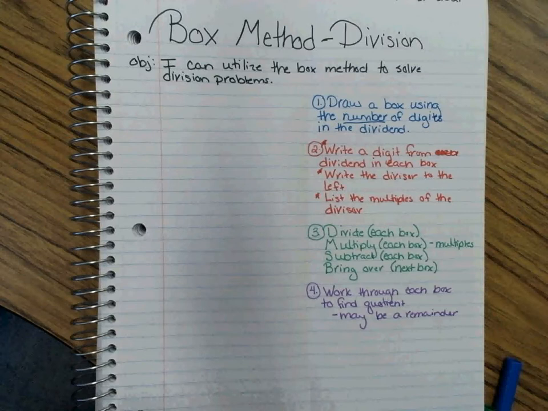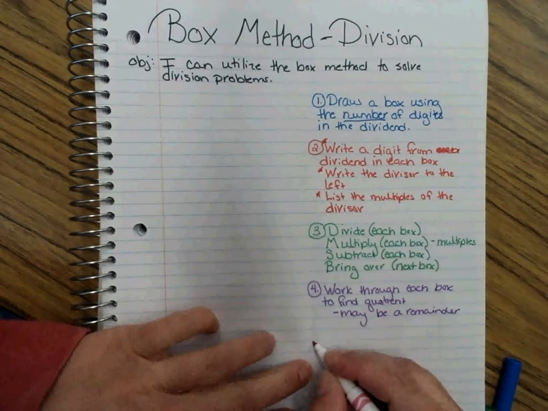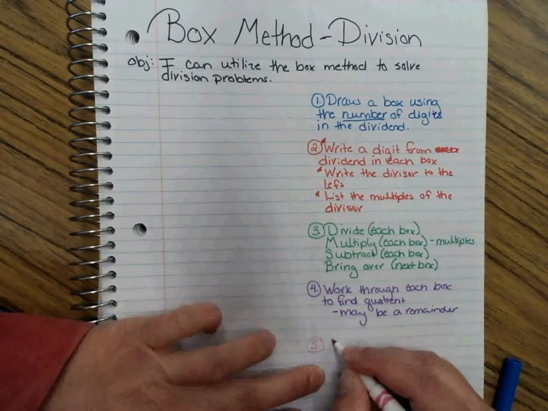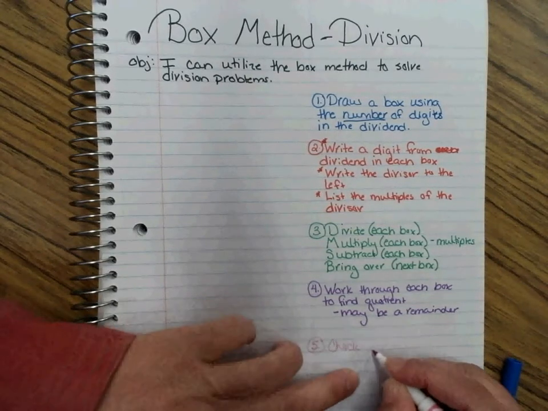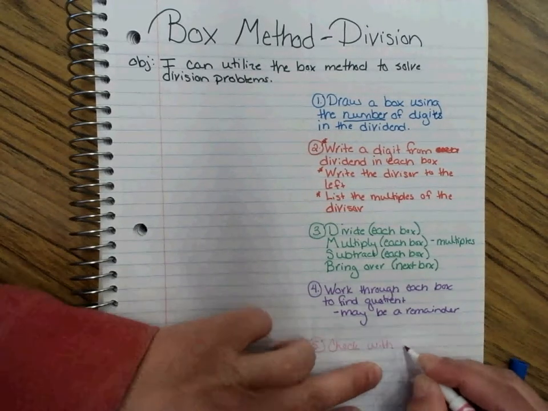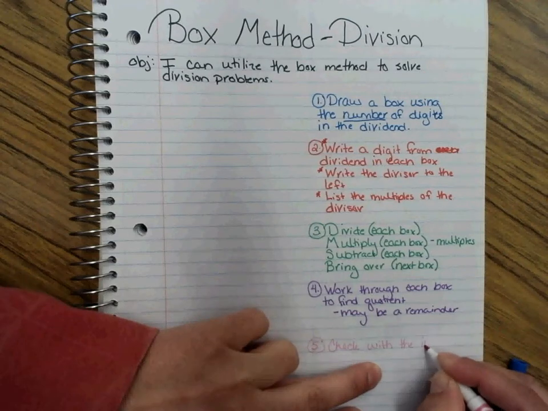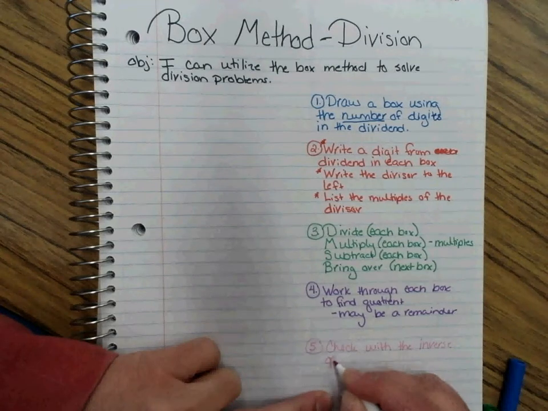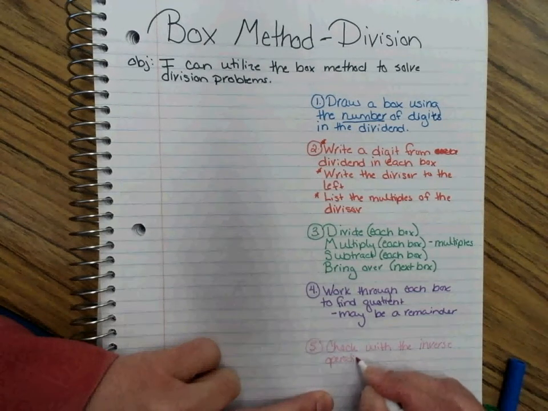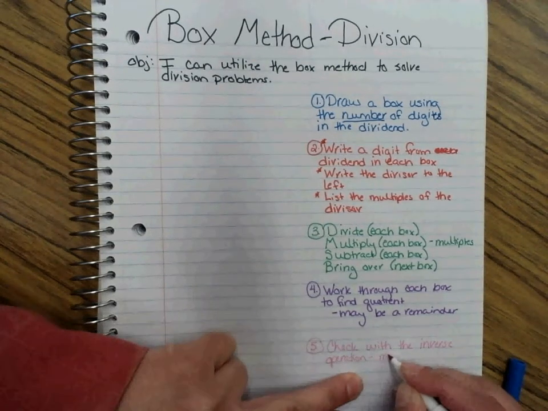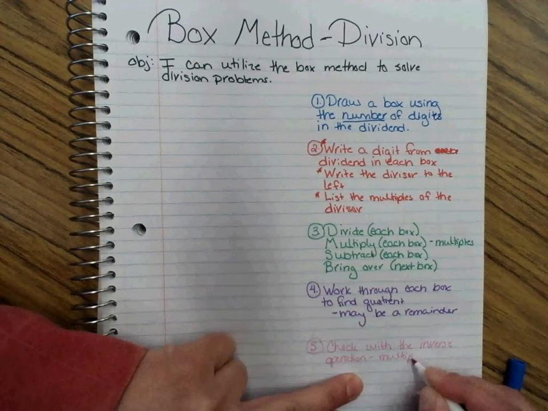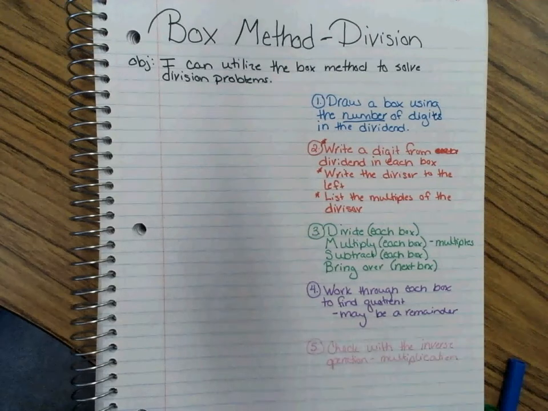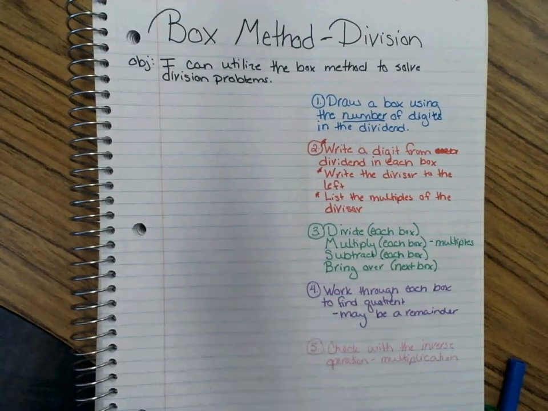And then the final step, and we've been doing this all along here, step 5, is to check with the inverse, meaning the opposite operation, which would be, you guessed it, multiplication. Okay? So that's our box method of division.